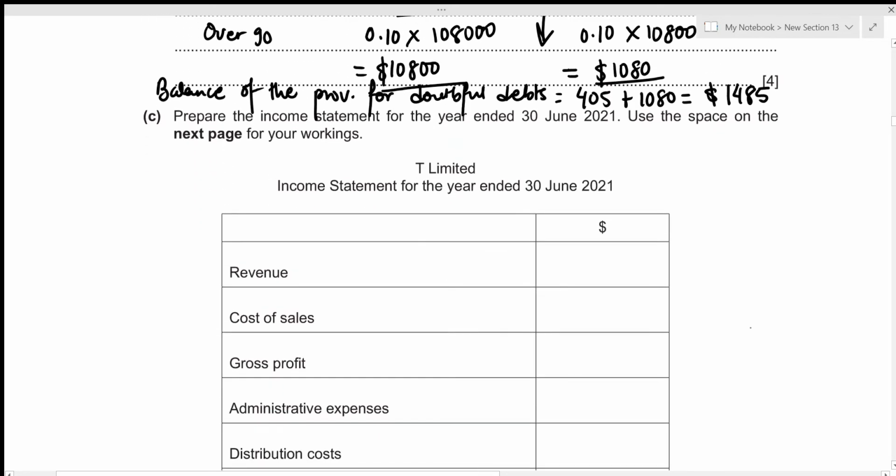We need to prepare the income statement for the year ended 30 June 2021, and we need to use the space on the next page for our workings. Alright, so for the first three parts, revenue, cost of sales, and gross profit, we already figured out the revenue and cost of sales in the first part. We can just substitute those amounts. Let's have a look.